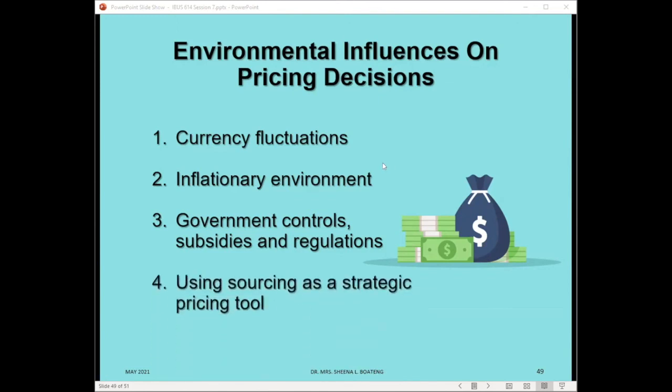Okay, so aside these three, we can also talk about using your sourcing as a strategic pricing tool. You realize that firms would usually think of smart ways to source their products at a cheaper price so that they can sell it at a lower price in a particular foreign market. If you are buying the same item in the same shop, depending on where it is sourced from, the prices will differ. That is because of the strategic pricing tool being applied, given the cost implications of sourcing the product from one source or the other.